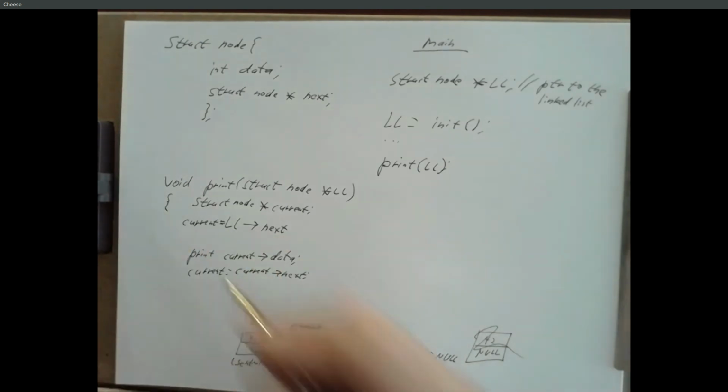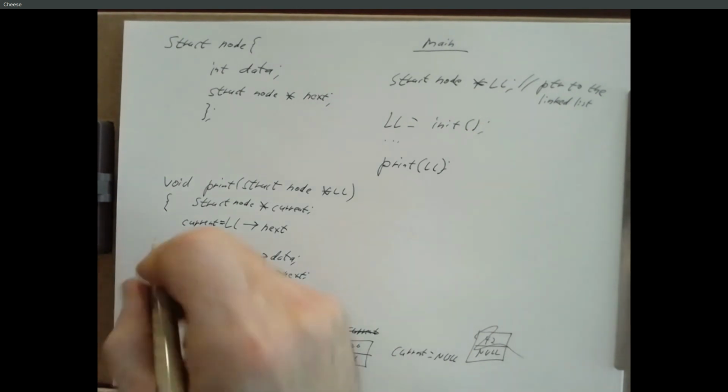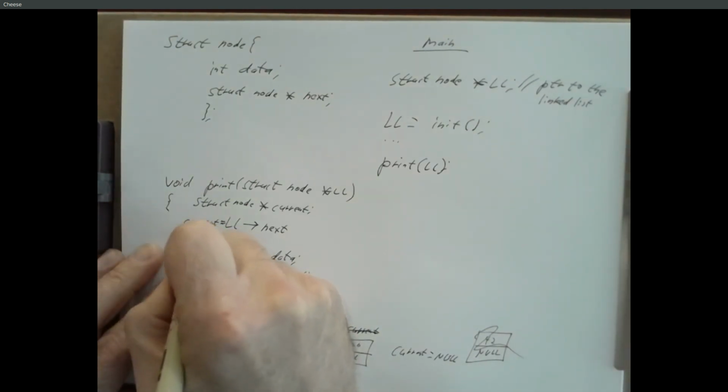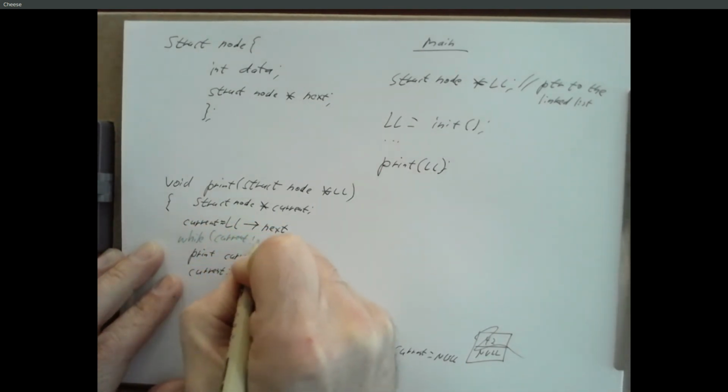So this whole thing becomes a while loop. And we can safely do it as follows. Well, current is not null.